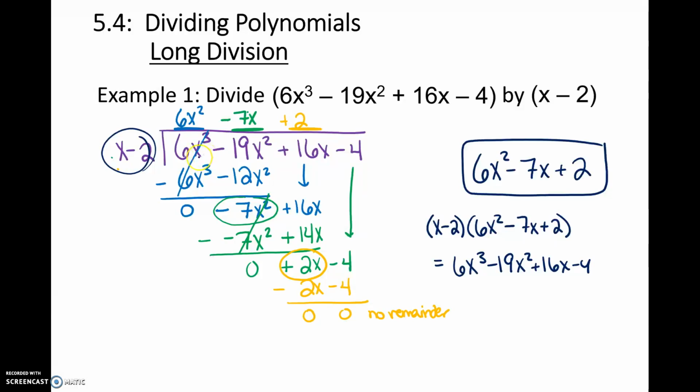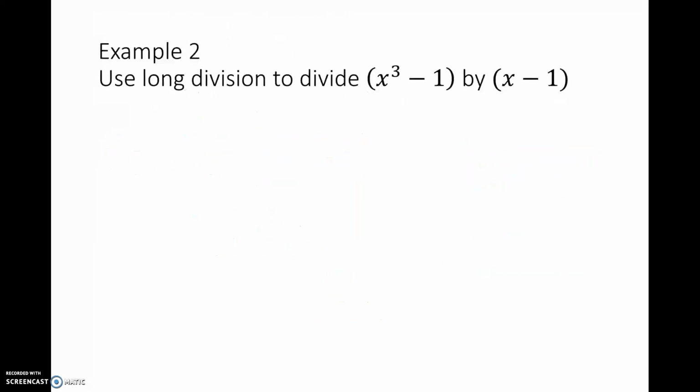Couple things I want you to notice. Look up at the original purple that I wrote under the division bar. It started with x to the third, and then x squared, and then x, and then a number. If there's ever a missing piece, say we didn't have this negative 19x squared term, you would want to put a 0 there to fill in that place. So if you ever have missing terms, fill in zeros to take up those spaces.